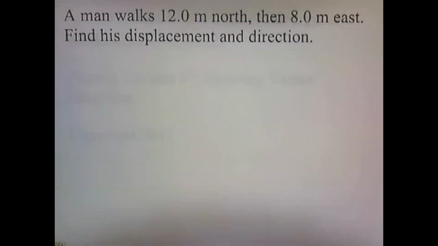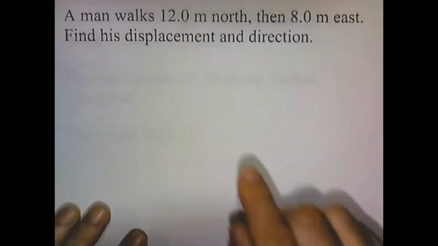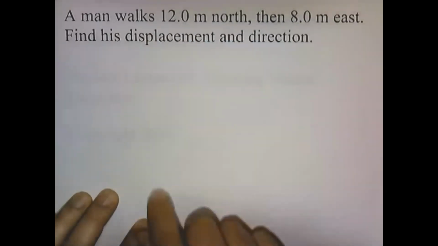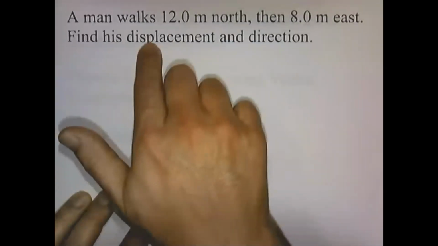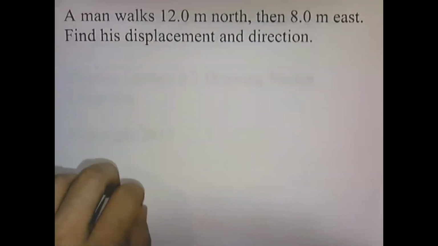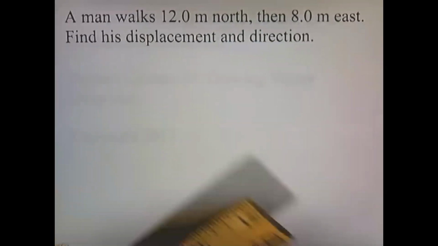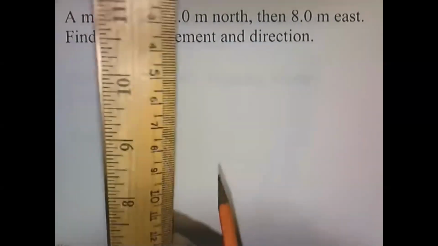A man walks 12 meters north, then 8 meters east. Find his displacement and direction. So we'll first start by drawing a 12 centimeter line pointing north to represent the first vector. So the first vector is 12 meters north. Let's draw a 12 centimeter line pointing straight up. So I'm going to do it in pencil first.